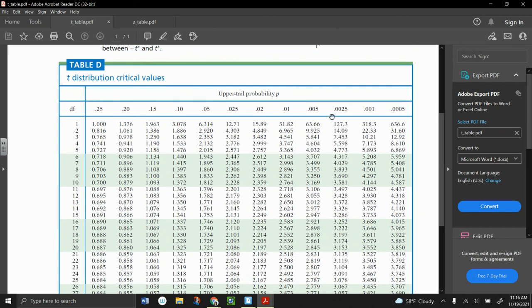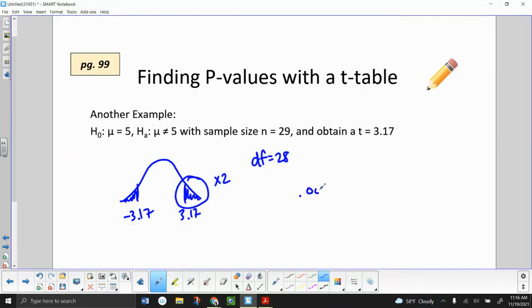So that means our p-value is going to be between 0.001 and 0.0025. However, since that's just representing one of these areas, we have to multiply these by 2 to get our p-value, 0.002 and 0.005. So our p-value is somewhere between these two numbers.